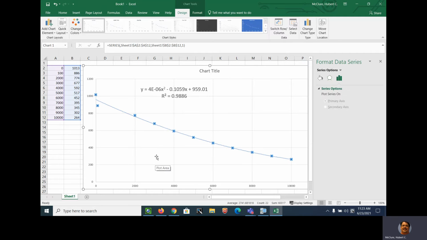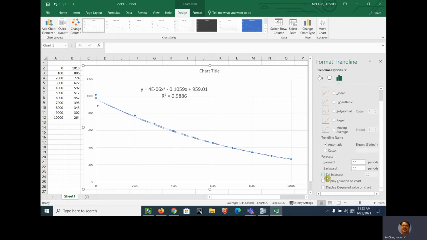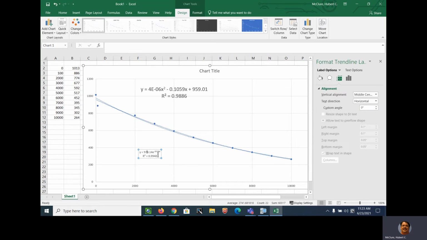Add trend line, exponential. They want that one. And display. There is your exponential. And as you can see, they're real close.